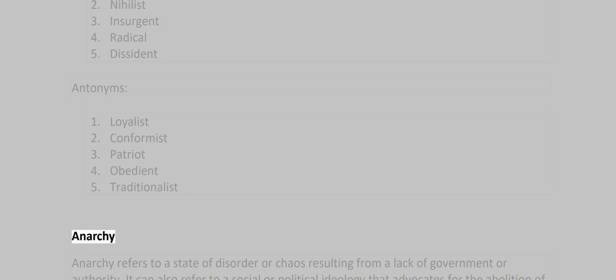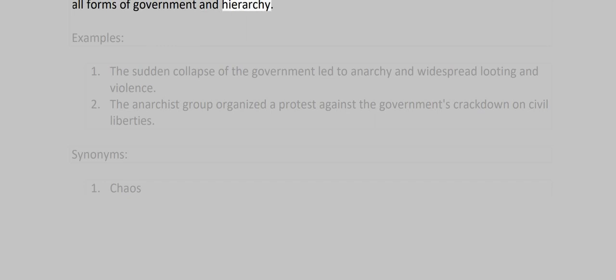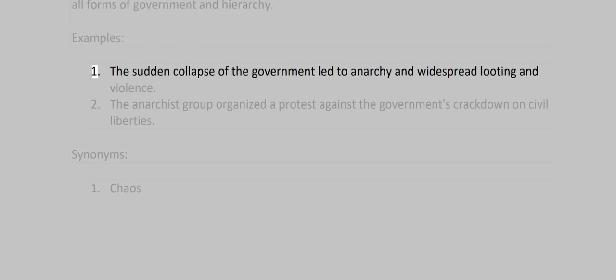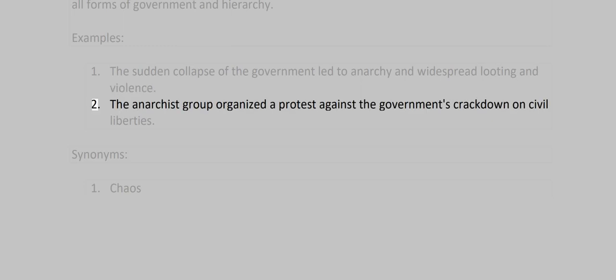Anarchy. Anarchy refers to a state of disorder or chaos resulting from a lack of government or authority. It can also refer to a social or political ideology that advocates for the abolition of all forms of government and hierarchy. Examples. 1. The sudden collapse of the government led to anarchy and widespread looting and violence. 2. The anarchist group organized a protest against the government's crackdown on civil liberties.